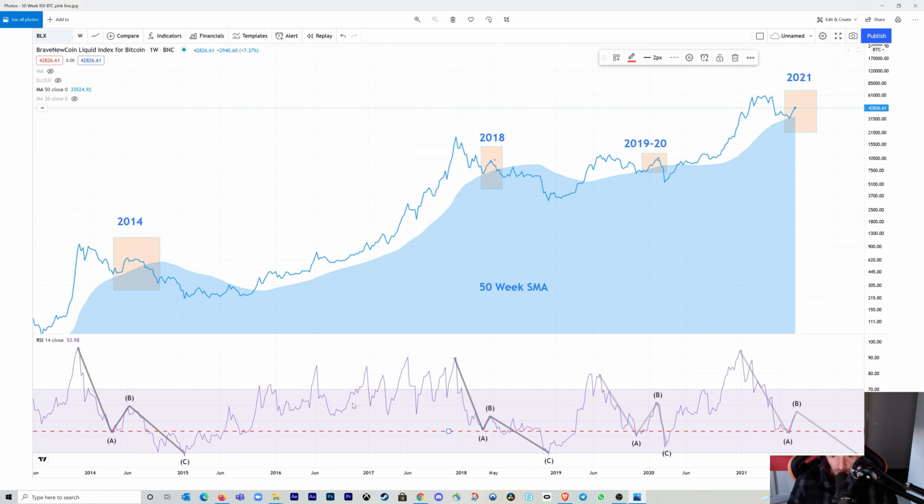So the question is, will we follow the trend that we've seen in these three other cycles of this ABC correction with the RSI and the ABC correction bouncing off the 50-week moving average and then going through it? Now, what will happen next, we don't know, but the trend is your friend, and you want to put the probability in your favor. So this is something to watch out for.